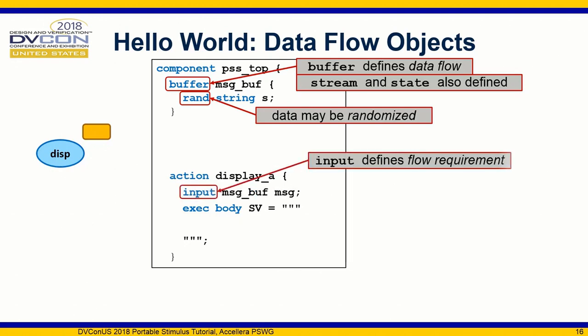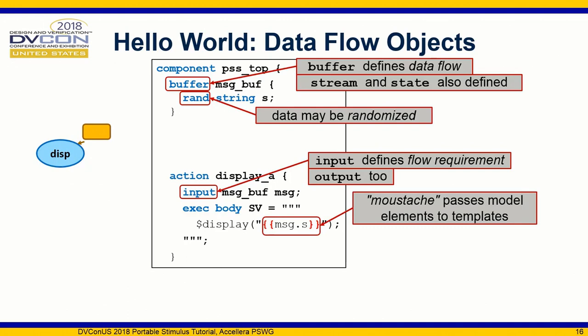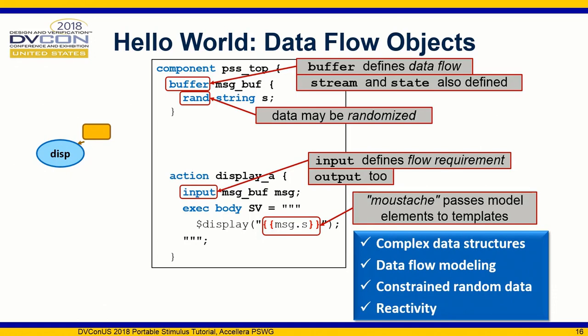And then we define for this display action, it has an input of this buffer type. So it is going to take as an input a string, and its implementation is going to take the string field of that buffer and print it out. And we use this double brace thing we call a mustache. You can spell it either with or without the U. So that's how we do it. We can take pieces of the portable stimulus model and pass them down into the generated code. So we have complex data structures, we have data flow modeling, we have constrained random data, and we have reactivity, all in another, we'll call it 8 lines of code.